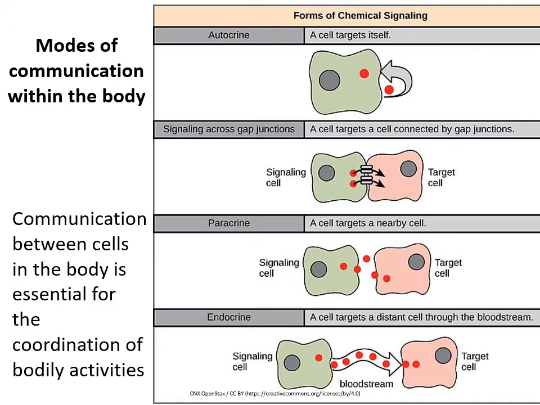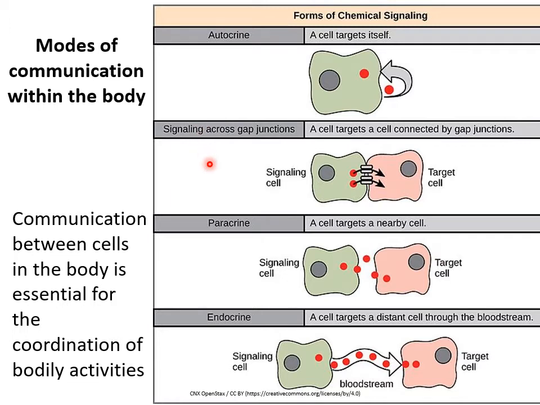So let's first start off with a review of the different types of chemical signaling. The first is autocrine signaling. Autocrine signaling is when you have a single cell that secretes a chemical that activates a receptor and mediates that same cell's activity. So it's regulating itself, hence auto for autocrine.